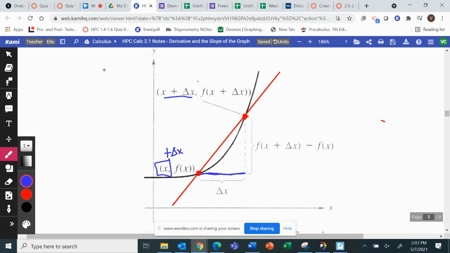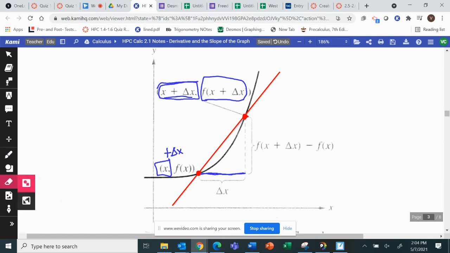So if this is my new x value, x plus delta x, when I put it into the function, I would get f of x plus delta x. So that is the symbol showing that that's the output when I put in the x value. So that's my y value. So that's why they have that written that way, because we don't have an actual function.